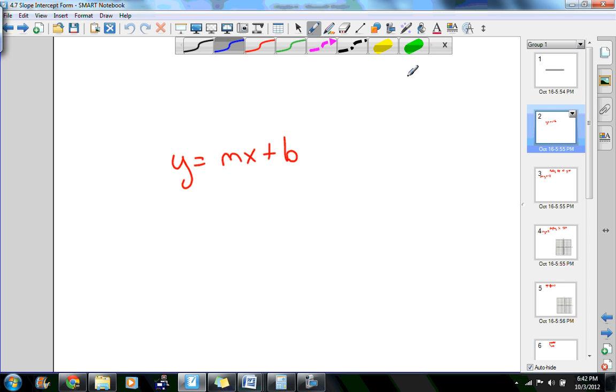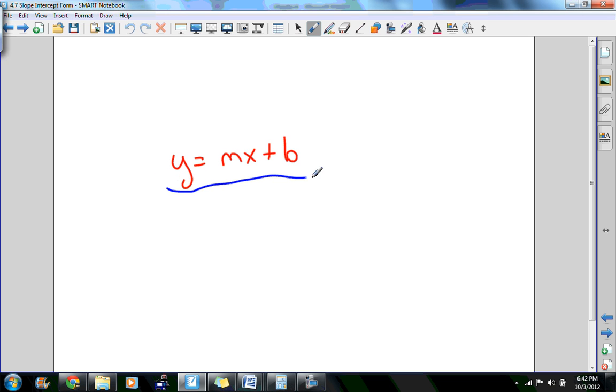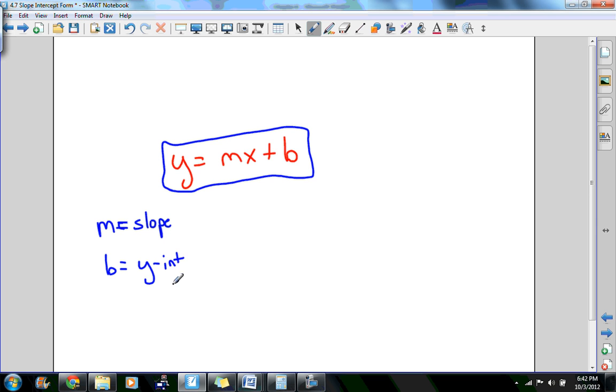Alrighty, slope-intercept form is always known in this form, and you guys will get to hear me sing the song tomorrow about this. I know you are really excited, but for now I need you to write this into your notes. The y and the x are going to stay, but the m represents slope, and I don't know why they picked the letter m, but they did. And the b is going to be the y-intercept. Okay, and the y-intercept is where x equals 0.